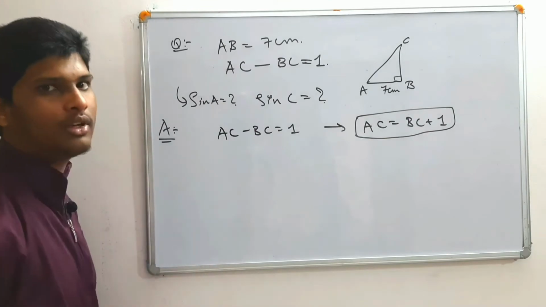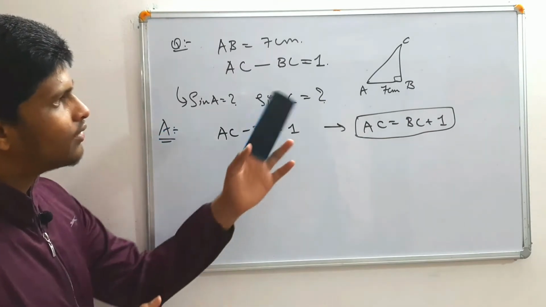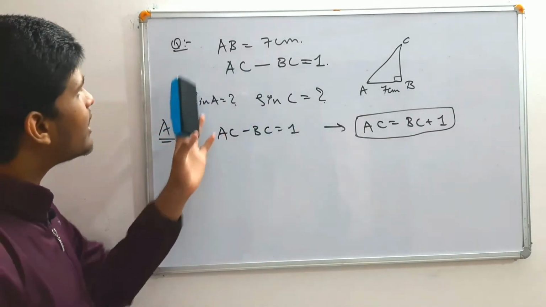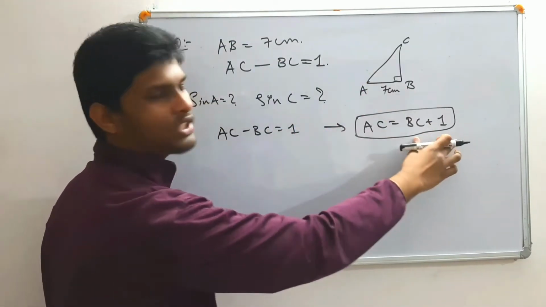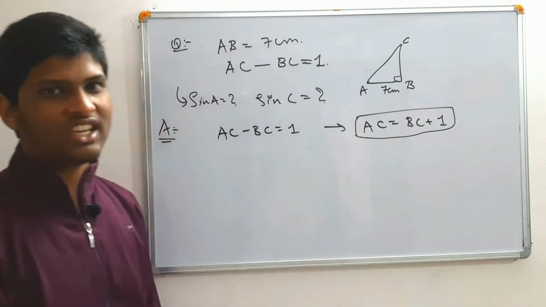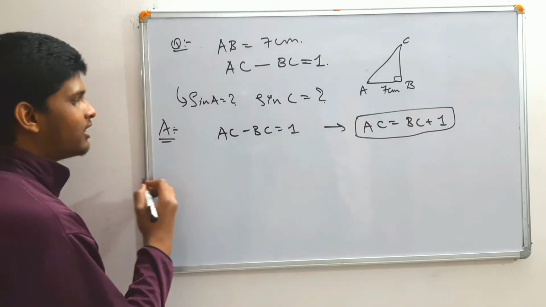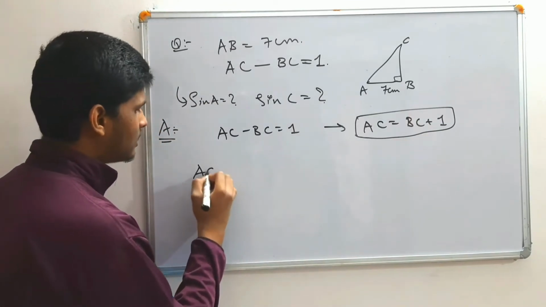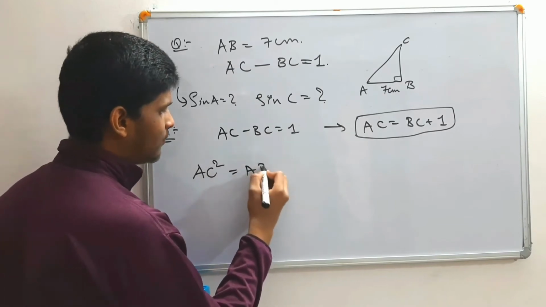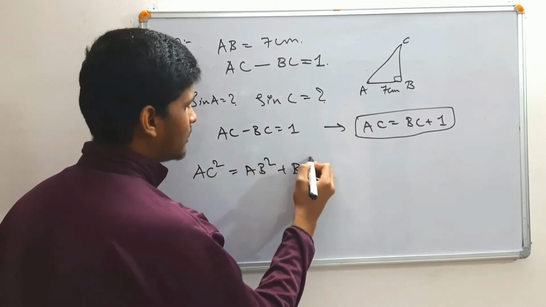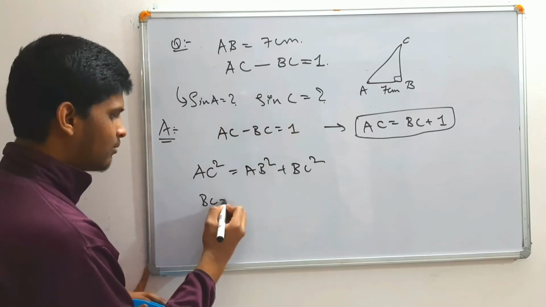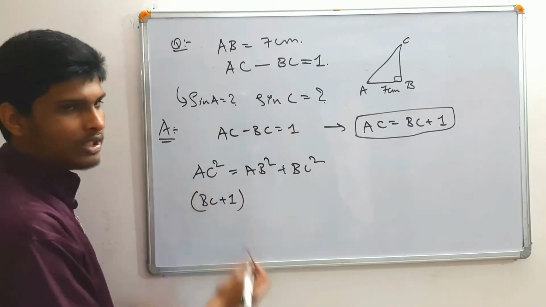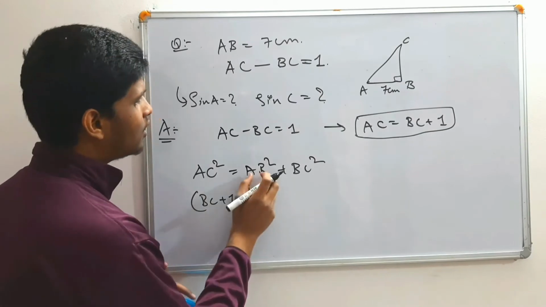AB is 7 centimeter. So if you observe, from the Pythagoras theorem we can find out the other length when AB and AC are given. AB is given and AC we know with some variable, so we can find BC from that. So let's apply the Pythagoras theorem. Pythagoras theorem states that AC square is equal to AB square plus BC square, and here AC is BC plus 1, so BC plus 1 whole square is equal to AB square.